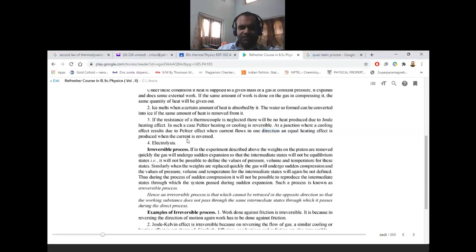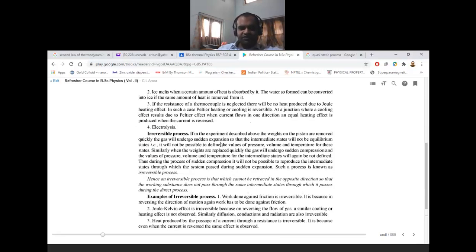Okay. Then this Peltier effect, the thermocouple Peltier effect example, is given. Then electrolysis is also another example of a reversible process. So if the resistance of a thermocouple is negligible, then no heat is produced due to Joule heating, and the Peltier heating or cooling is reversible. So this is another example, the thermocouple, and electrolysis.